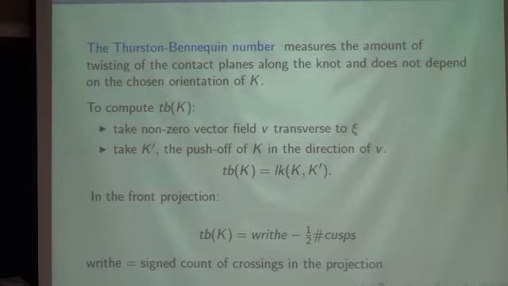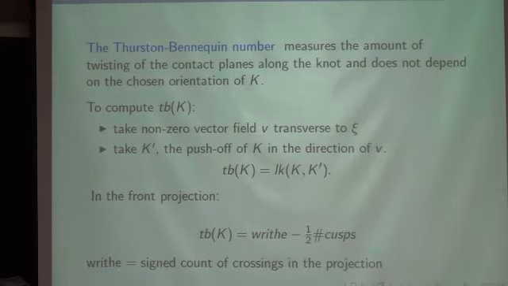The other reason why the front projection is really nice is that, both for the Thurston-Bennequin number and for the rotation number, we have a diagrammatic way to calculate it. For the Thurston-Bennequin number, you can calculate this by just looking at the writhe in the front projection minus 1/2 the number of cusps. So this makes it easy. And remember, I think everyone here is familiar with what writhe is. This is your signed crossings.